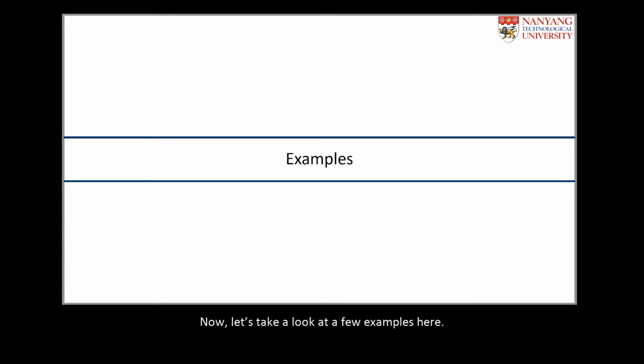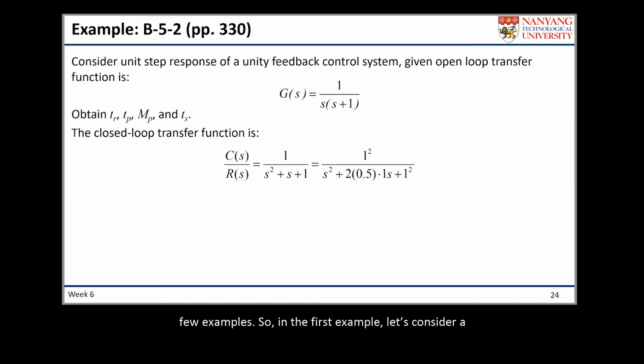Okay, now let's take a look at a few examples. We will discuss this transient response in these few examples. So the first example, let's consider a unity feedback system where the open loop transfer function looks like this. And then we are going to evaluate the unit step response.